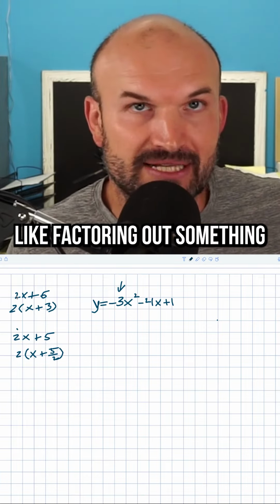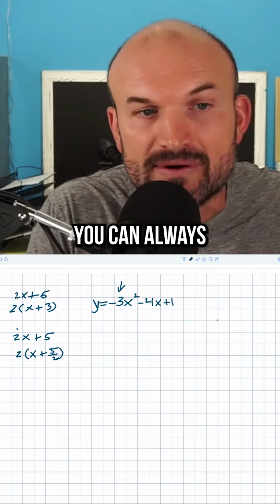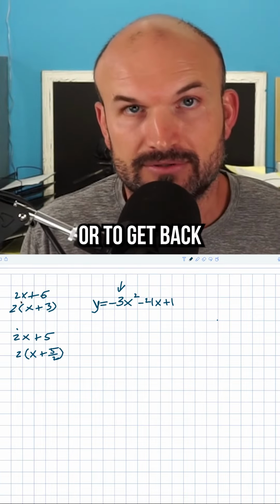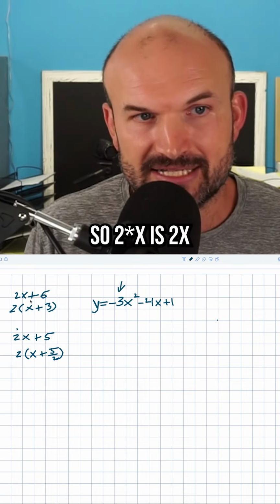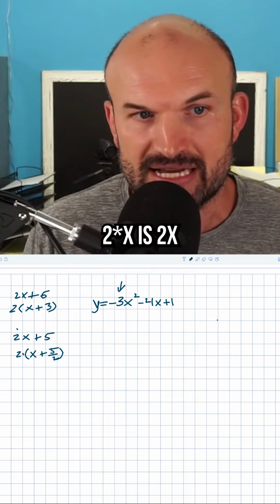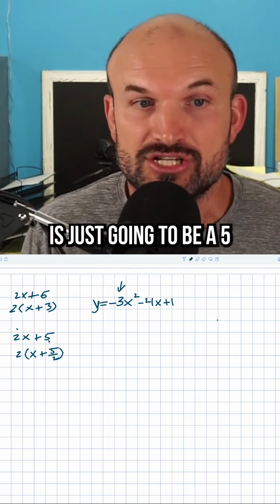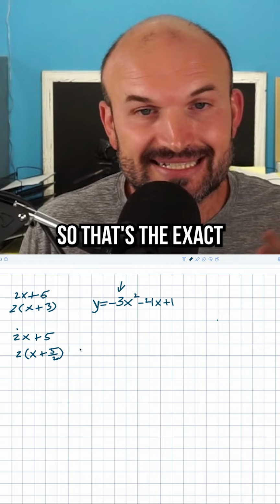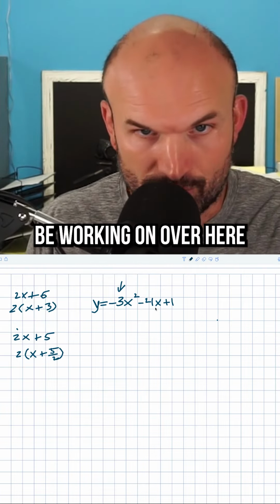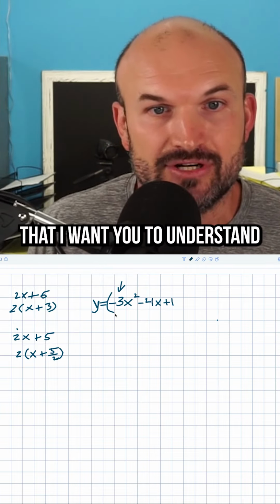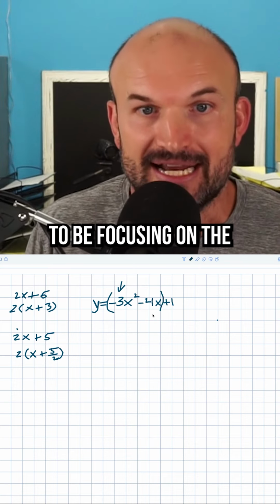Factoring out something is just the reverse of the distributive property. You can always multiply your value back to get back to your original expression. So 2 times x is 2x, 2 times 3 is 6, right? 2 times x is 2x, 2 times 5 halves is just going to be a 5. So that's the exact same process we're going to be working on over here. But again, the main caveat that I want you to understand is we're only going to be focusing on the first two terms.